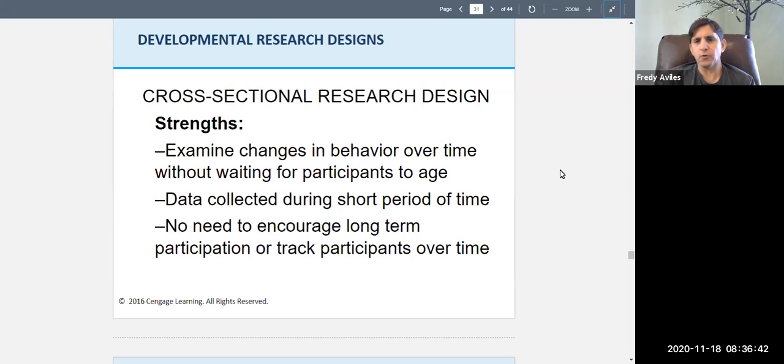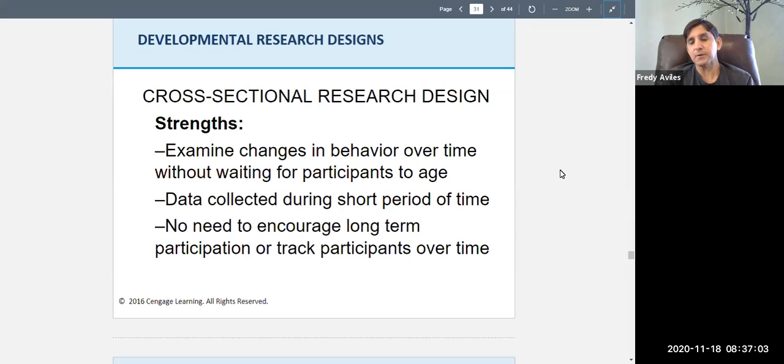You can have your 40-year-olds and your 60-year-olds and your 80-year-olds all in one room, and you give them the IQ test. All right, you have 1 hour to take this test. 1 hour, you're done, and you have your data. Okay, you can collect it in a short period of time. There's no need to encourage long-term participation. They don't have to come back.